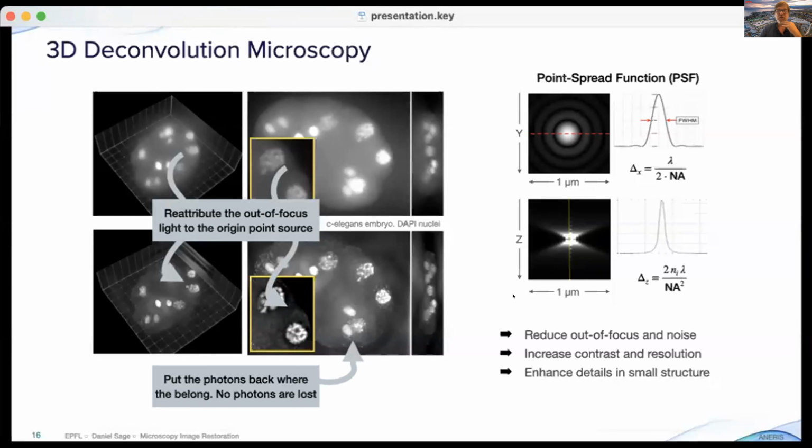In the Z direction, you see that we have very good light in the focal plane, but if we are far away from the focal plane, we create some kind of haze, we start to blur the image, and that creates the out-of-focus light that we can remove very well with deconvolution if we know the shape of the PSF in the Z direction. In the lateral plane, that also creates this kind of Airy pattern that blurs the image. So the goal really is to put the photons back where they belong, in such a way that we do not lose any photons. Deconvolution will reduce the out-of-focus light, reduce the noise, increase contrast, increase the resolution a little bit, and also enhance detail in small structures.